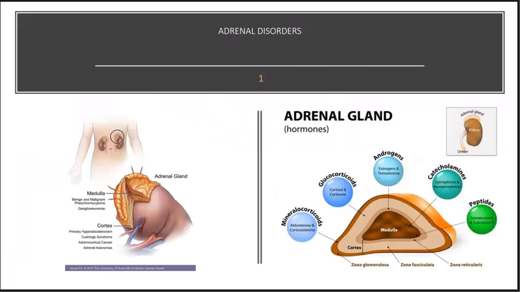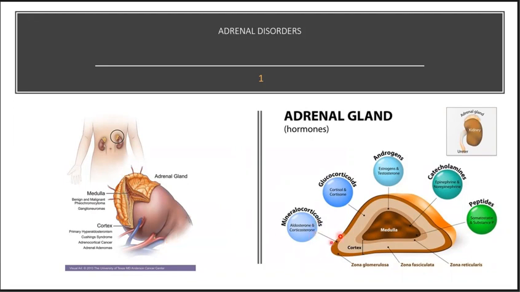Let's look at Addison's disease. This is also called adrenal insufficiency. Remember, the adrenal glands are located just above the kidneys. And in this condition, they produce too little cortisol and often also too little aldosterone. So that's your adrenal gland, just located above the kidneys.